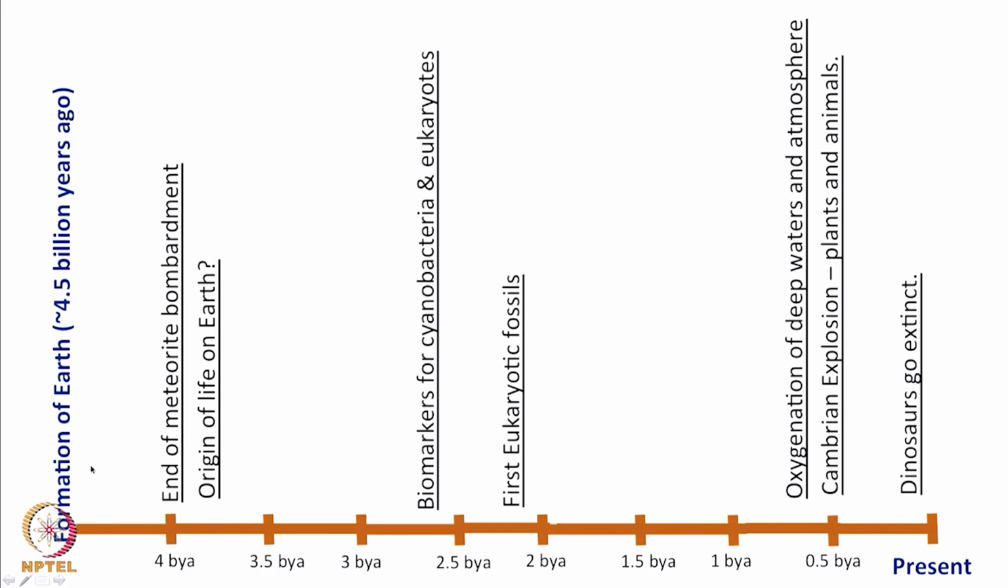So 4.5 billion years ago, Earth matter condensed and Earth was formed. Around 4 billion years ago, we get the end of meteorite bombardment and Earth more or less stabilized after that. The first indirect evidence that we have of life on Earth comes from some samples collected in Greenland, and that gives us a clue that life may have originated on Earth as far back as about 3.85 billion years ago, which is a really long time.